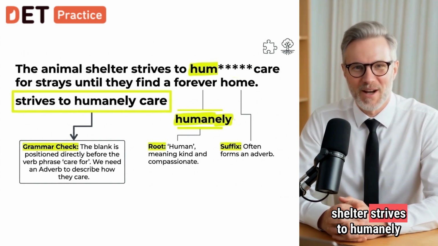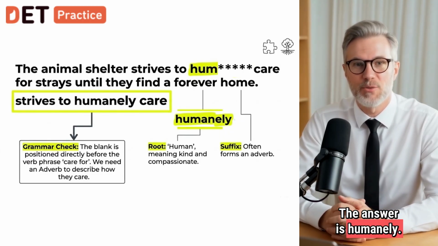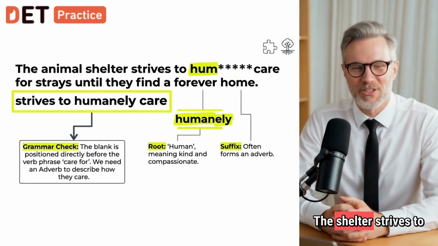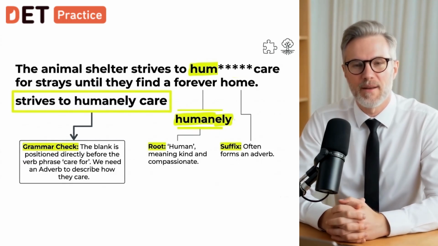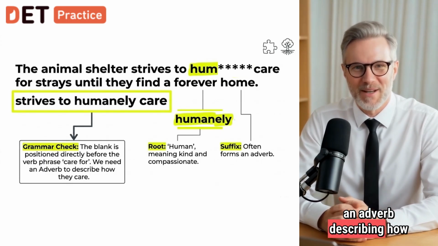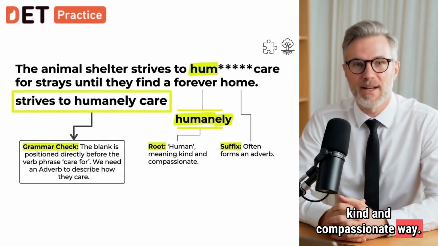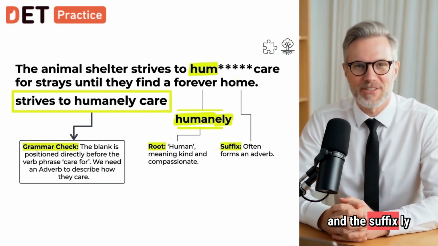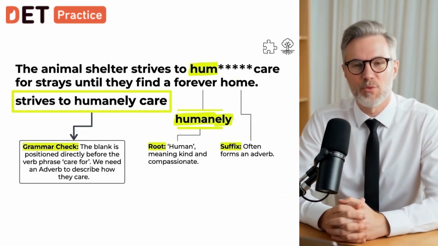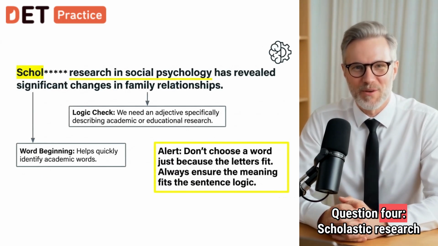Question 3. The animal shelter strives to humanely care for strays until they find a forever home. The answer is humanely. Here, we need to check the part of speech. Look at the sentence. The shelter strives to care for strays. The blank comes before the verb phrase care for, so we need an adverb describing how they care for the animals. Humanely means in a kind and compassionate way. The root is human, and the suffix "ly" often forms an adverb. So we can use both part of speech matching and roots and affixes to get the answer. The answer is humanely.